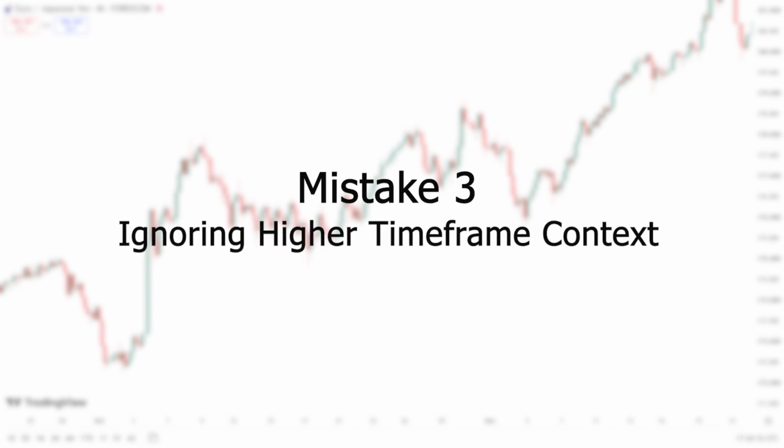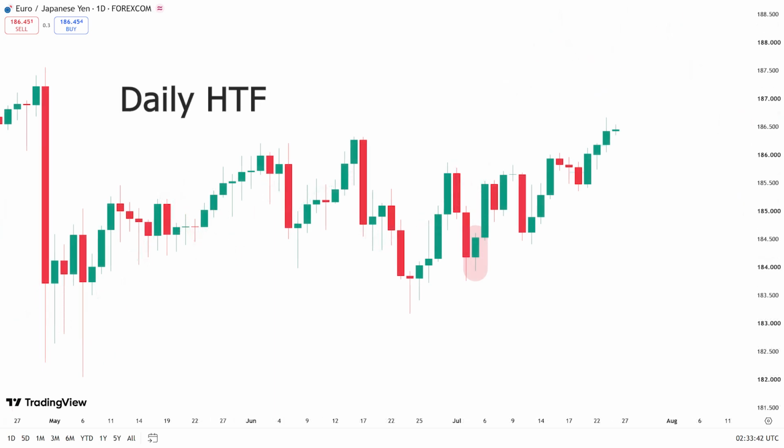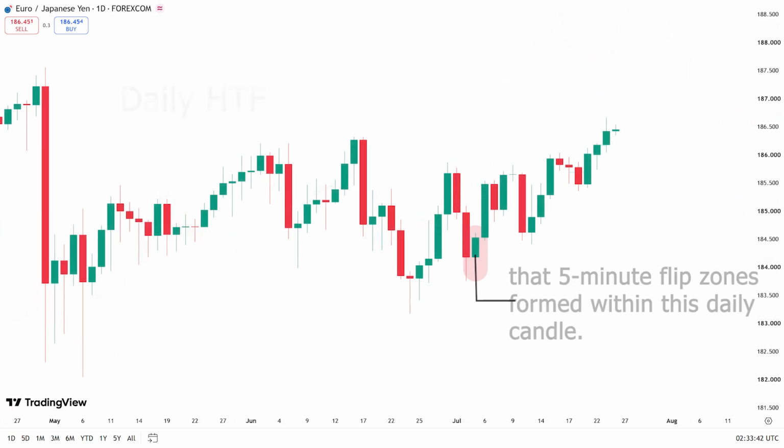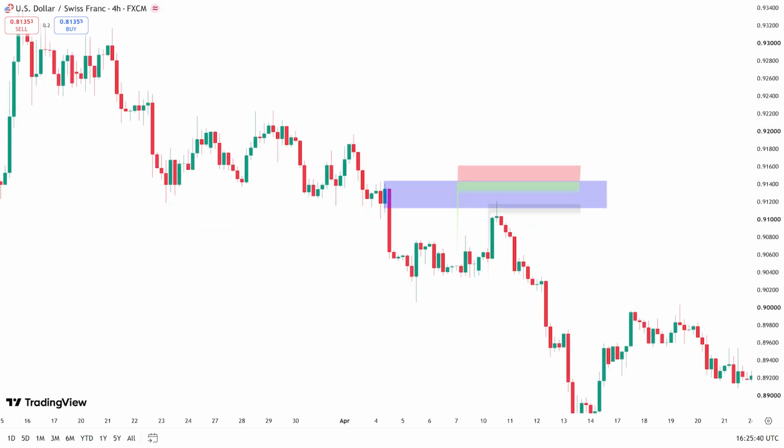Mistake number 3, ignoring higher timeframe context. A flip zone may look perfect on a lower timeframe, but the bigger picture can tell a different story. For example, a 5-minute flip zone might be sitting inside a daily supply zone or a higher timeframe order block. When that happens, the higher timeframe usually has more control. Trading flips the right way will completely change how you see the charts, but it takes practice.